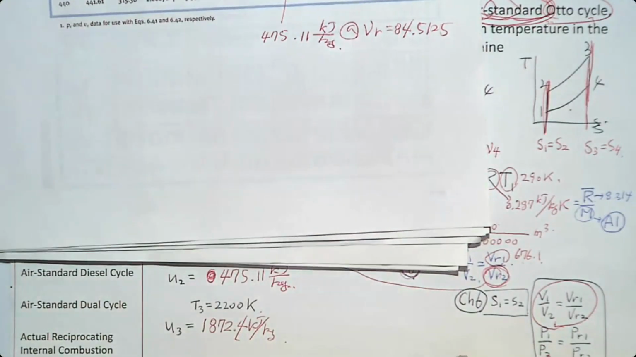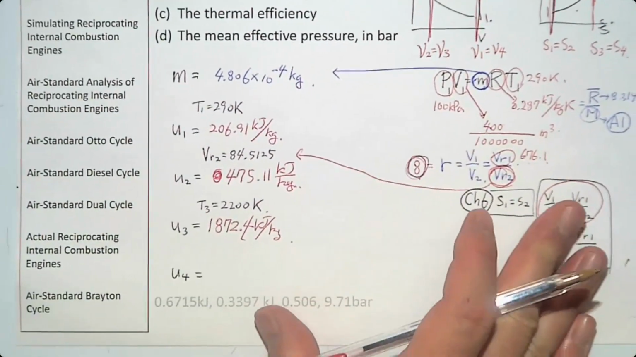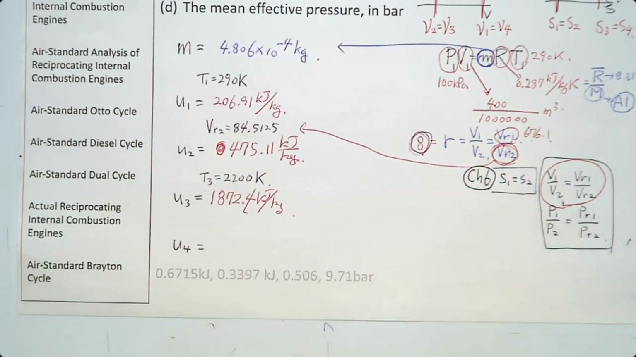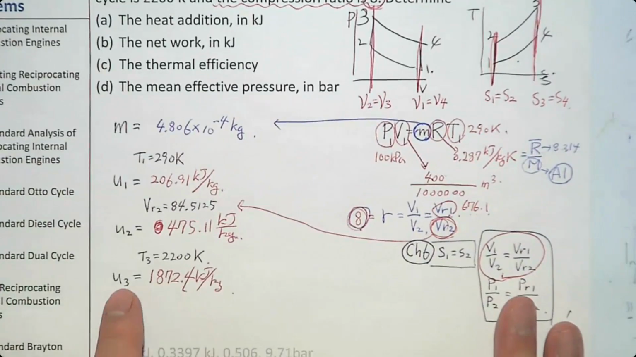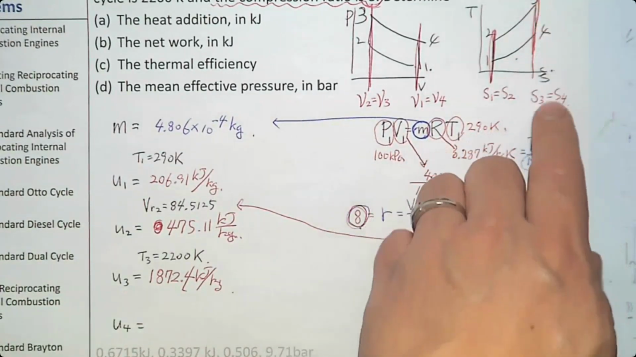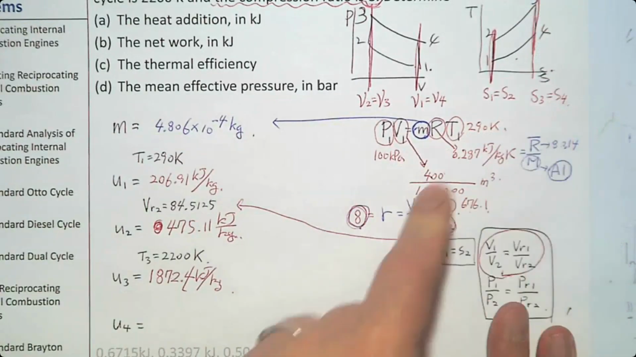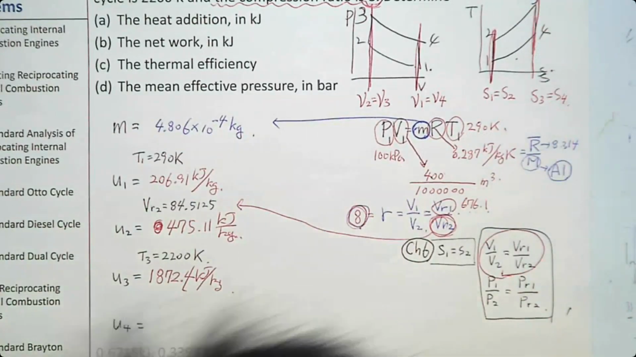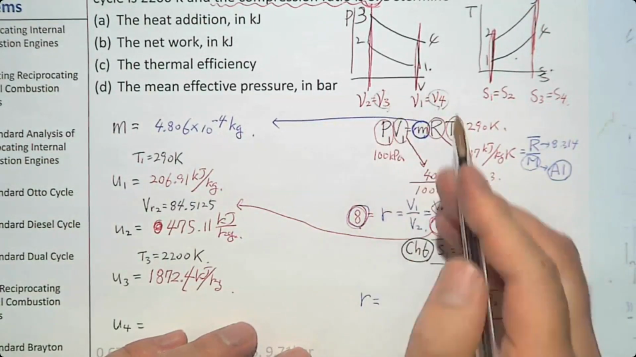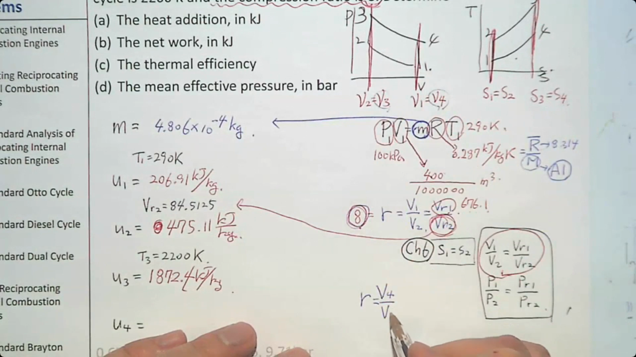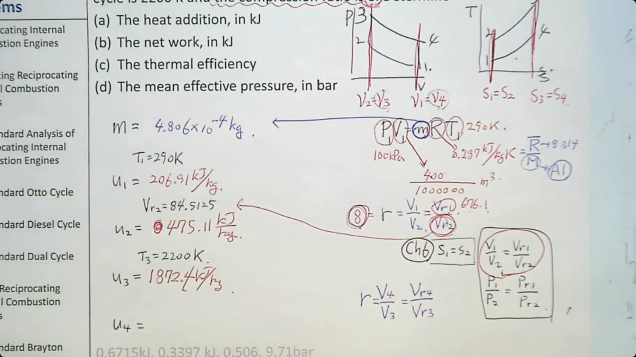What else? Did we find everything? Oh, not yet. We didn't find U4. So do we know the temperature at number 4? We do not. Oh, that's a problem. Then let's see. What is the relation between 3 and 4? Between 3 and 4, that's an isentropic process. So can we follow the same process? Maybe yes. So it's an isentropic process. R is going to be V4 over V3. V4 over V3 is going to be VR4 over VR3. Can we do that? Yes.